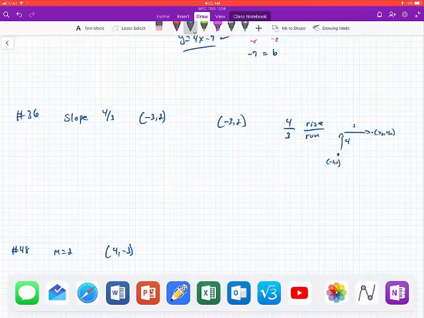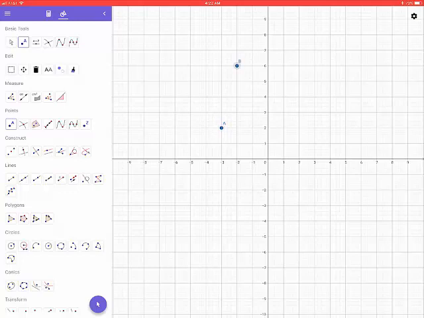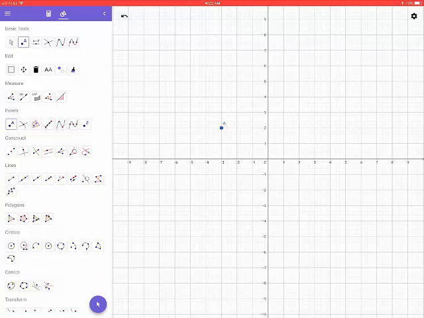If I start off here and I go up 4, that's 1, 2, 3, 4. So I'll be at 6 on the y, and then over 3. So I'm going to go from 2, 1, 2, 3, 4, and then over 3: 1, 2, 3. And that would be my second point. So my second point would be (0, 6).